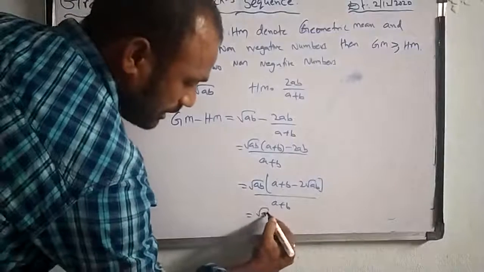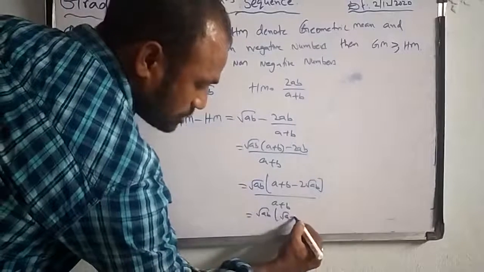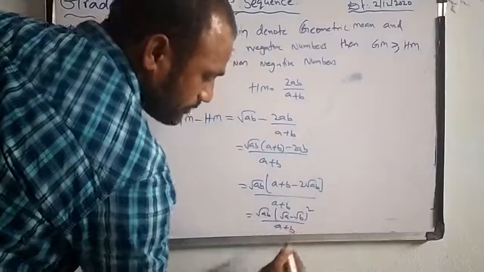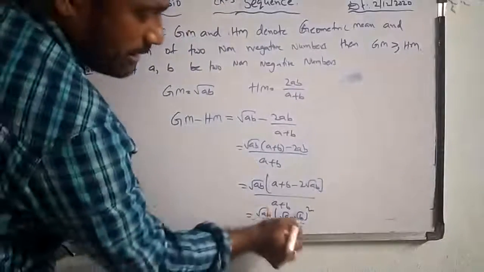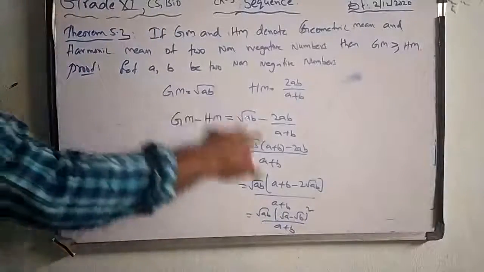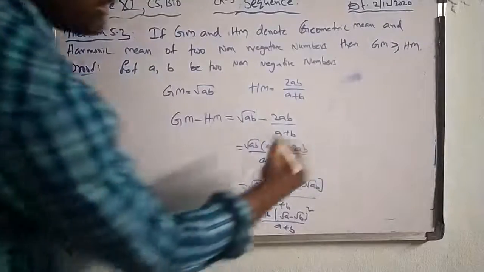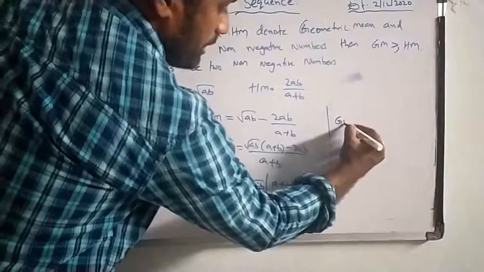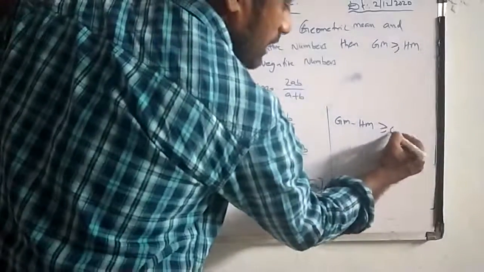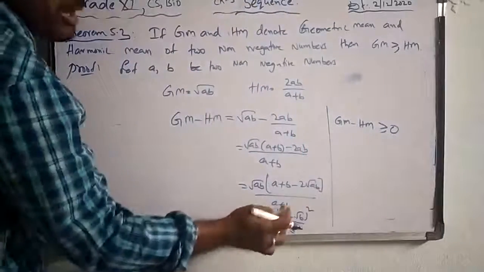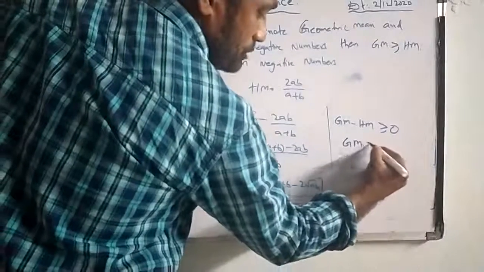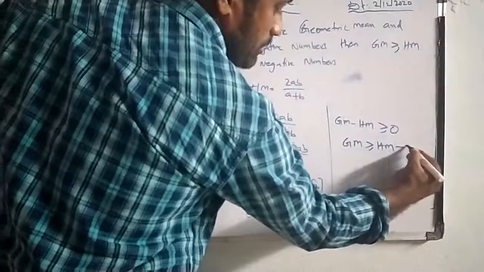Next, this can be written as root A minus root B whole square by A plus B. Here we know that since it is a square term, it will always be greater than or equal to 0. So I can write geometric mean minus harmonic mean as greater than or equal to 0. Why am I assuming this? Because it is a square term, and square terms are always greater than or equal to 0. Therefore geometric mean is greater than harmonic mean.